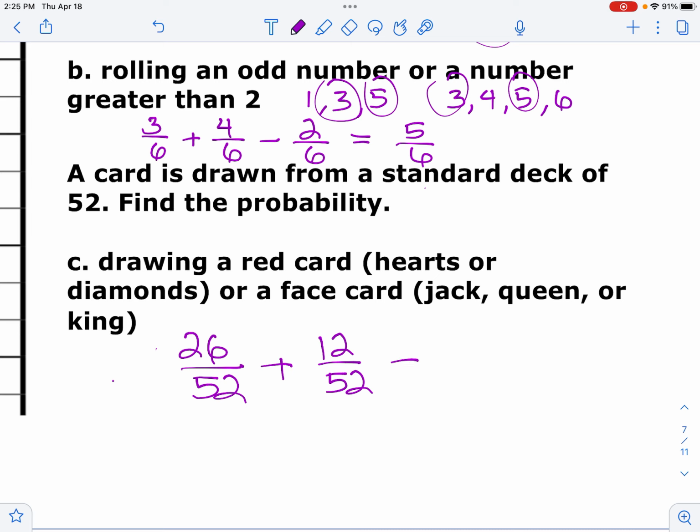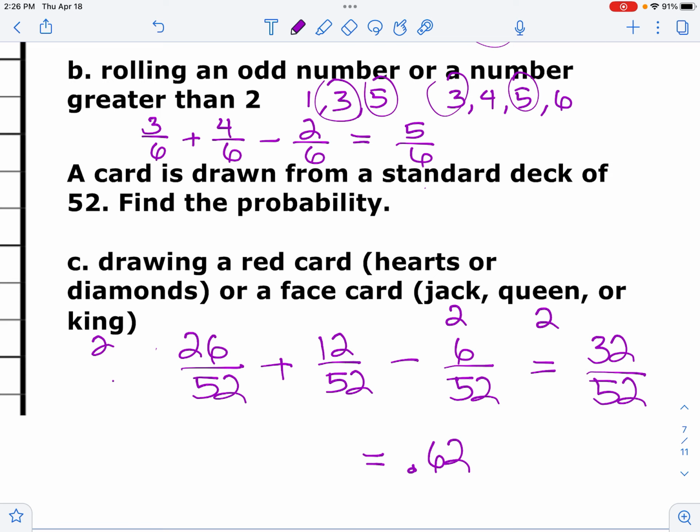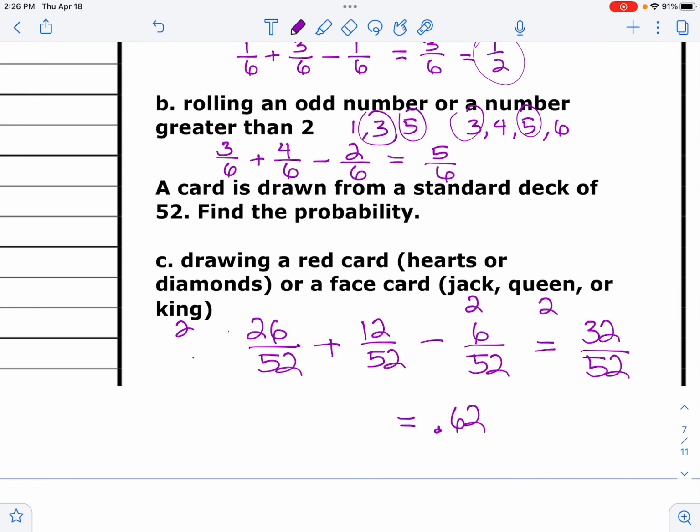Now I want to take away the ones that are both. So there are 2 red jacks, 2 red queens, and 2 red kings. So that's minus 6. Okay, 26 plus 12 is 38, minus 6 is 32 over 52. And 32 divided by 52 gives me about 0.615. So we'll say approximately 0.62. You could reduce that fraction as well if you wanted. I'm just going to leave it in decimal form. All right.